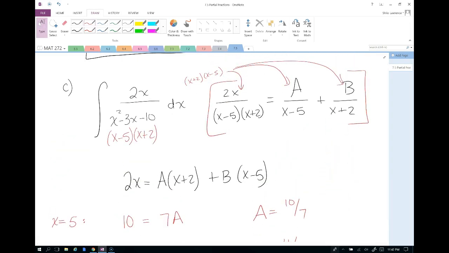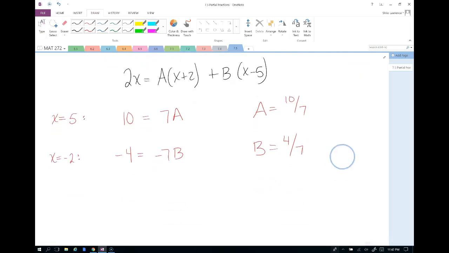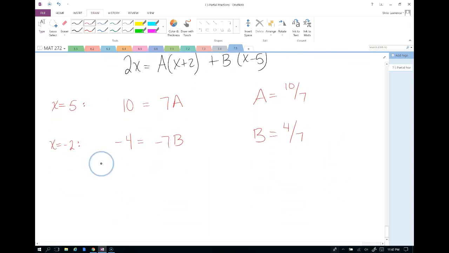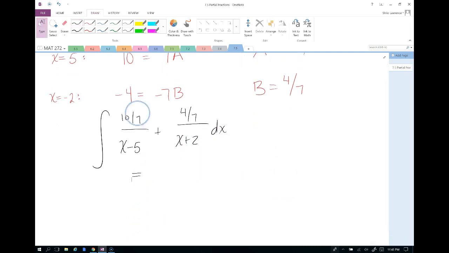So now we're ready to rewrite our integral as two separate fractions. So the a was over x minus 5. So we're going to have 10/7 over x minus 5 plus 4/7 over x plus 2. And both of these are just going to integrate to be natural logs. The numerators are just going to come out front as coefficients.